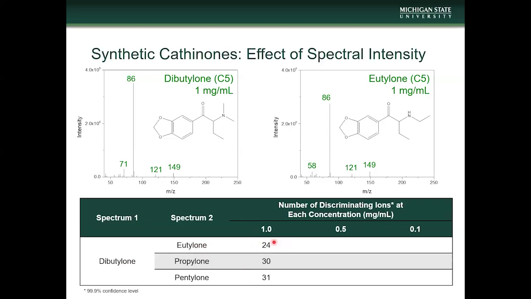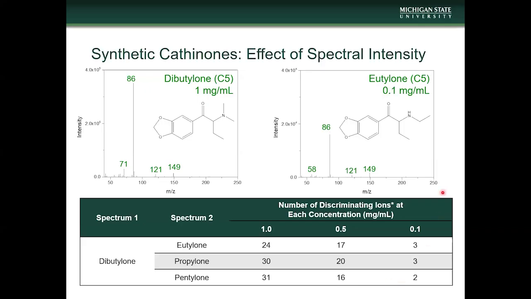So in this particular collection, when we compare dibutylone to the other 3 cathinones, we have discrimination at the 1 mg per mol level, 24 to 31 ions responsible for discrimination. When we reduce the concentration of one of the compounds and then compare to dibutylone at 1 mg per mol, you can see that we still have discrimination, although we have fewer discriminating ions. So the number of discriminating ions decreases as spectral intensity decreases.